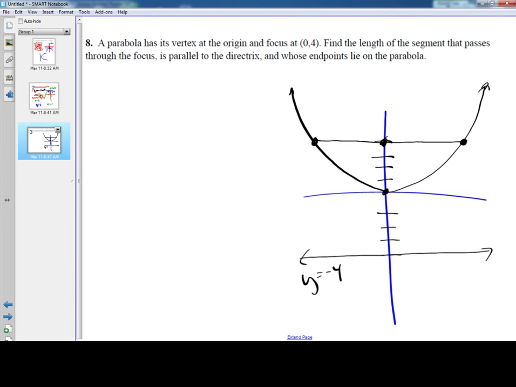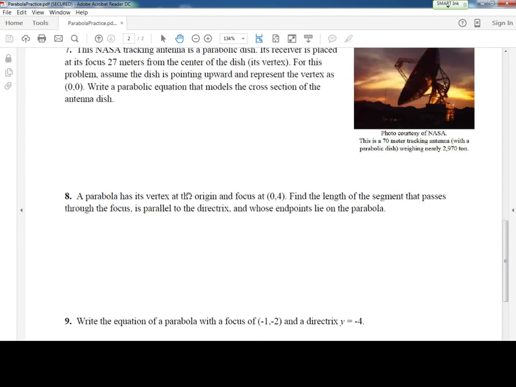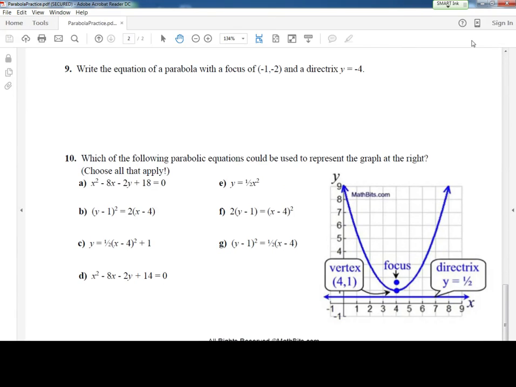Okay? So let's go. Which of the following parabolic equations could be used to represent the graph at the right? Well, what we need, let's see here. This is vertical, so it's going to take on the form of x squared equals 4py, correct?